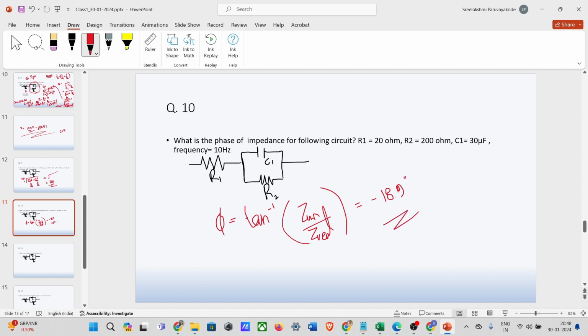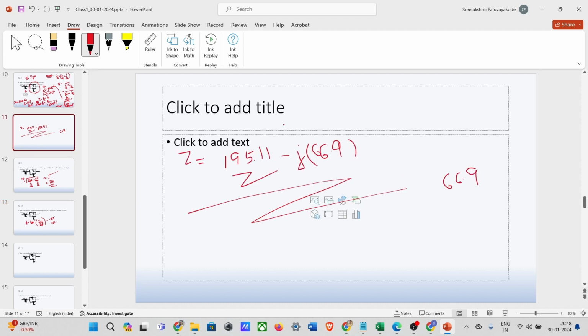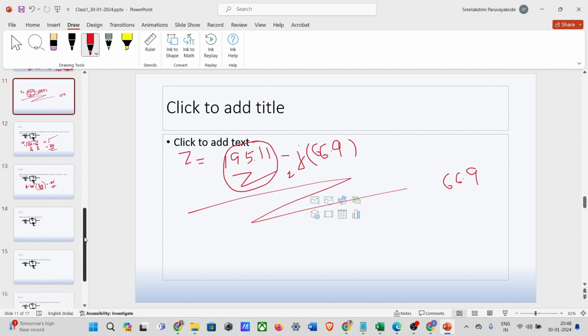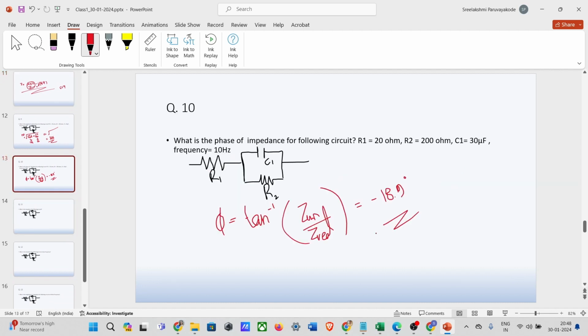Because if you go back, you have 195.11 minus j of 66.9. So this is the real part, and this minus comes along with the imaginary. So don't forget this minus when you get the questions. That's a very frequent mistake because of which you will lose marks. It is nothing but minus 18.9 degree. So this is the answer.